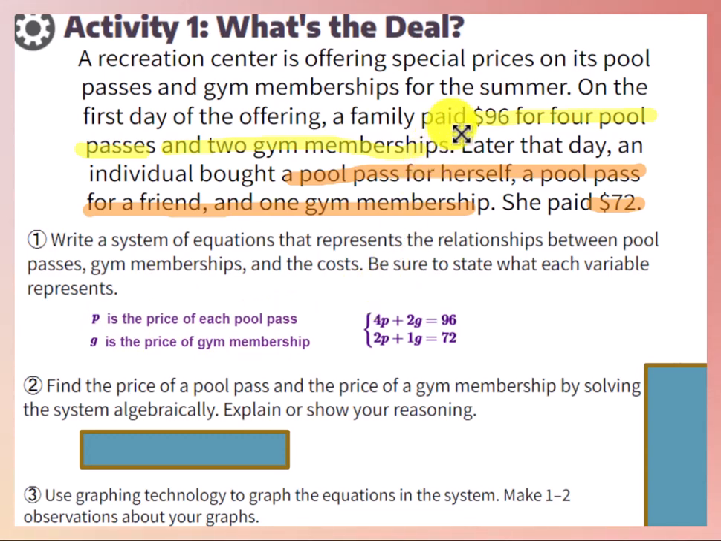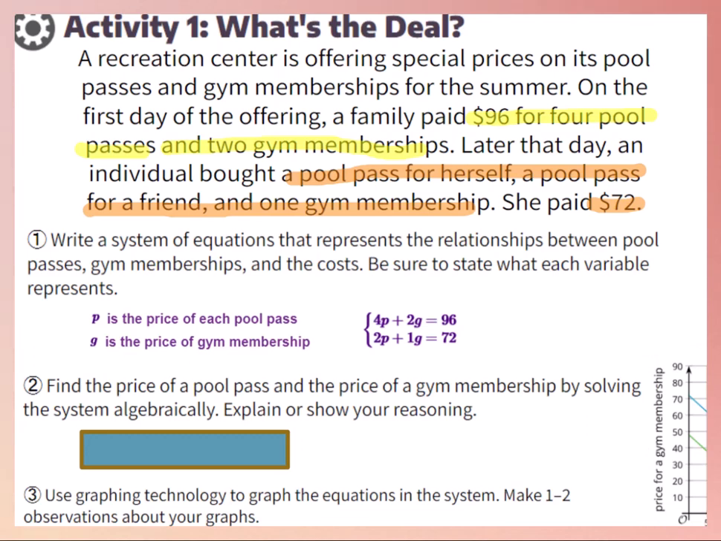All right, so the first sentence says 96 is the total. I'm going to write the total on the right, separate the right and the left with an equal. So what did the family buy? 4 pool passes, so 4 times P, and 2 gym memberships, 2G. That's the first equation. The second equation, an individual bought a pool pass for herself and a pool pass for her friend, so that was 2 pool passes, 2 times P, and 1 gym membership, and that was a total of $72. So now we have our system written down.